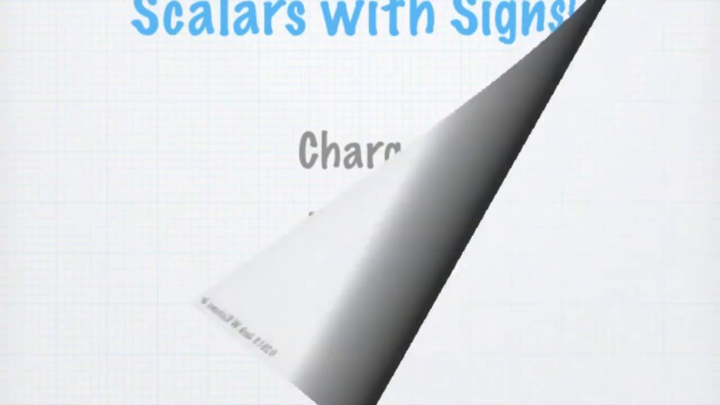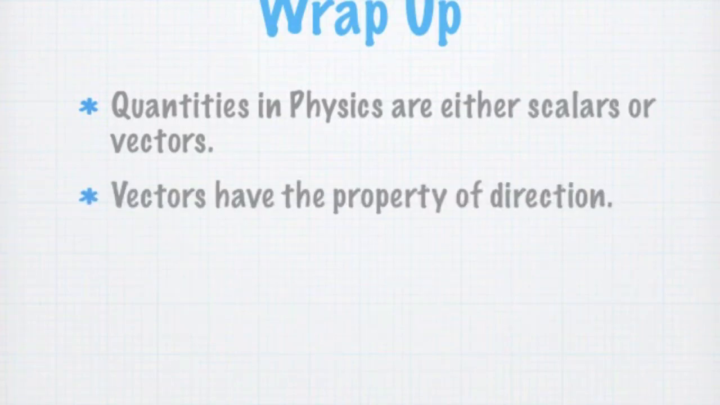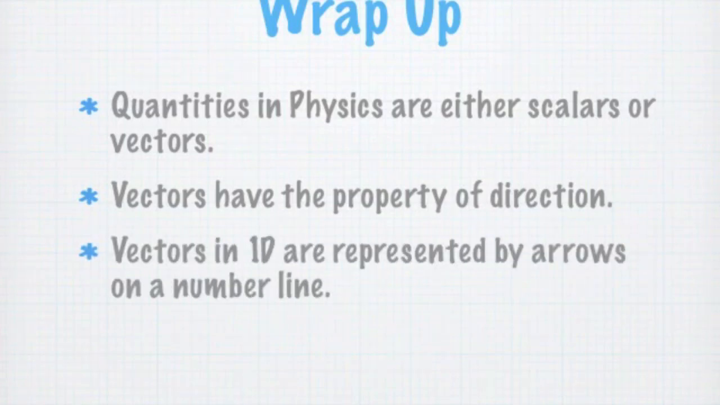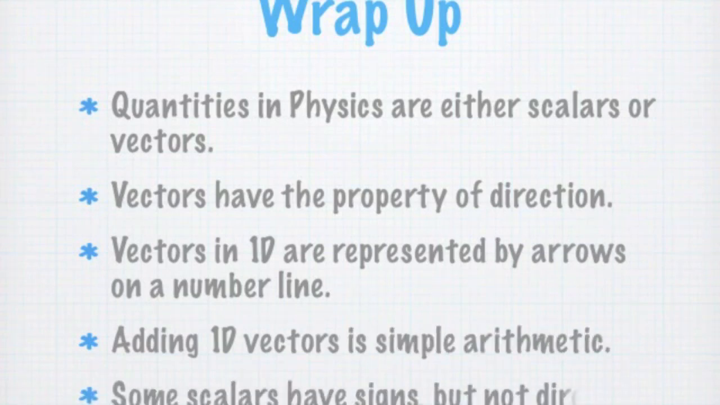Okay, so let's wrap up. We've talked about how quantities of physics are either scalars or vectors. We've also talked about how vectors have the property of direction. Vectors in one dimension are represented by arrows on a number line, and adding one-dimensional vectors is simple arithmetic, and some scalars have signs but not direction.